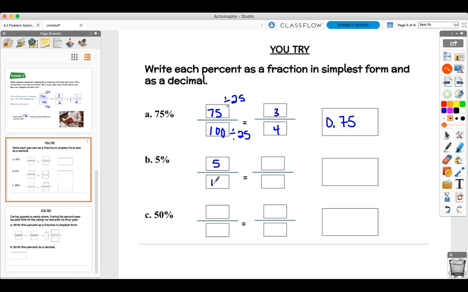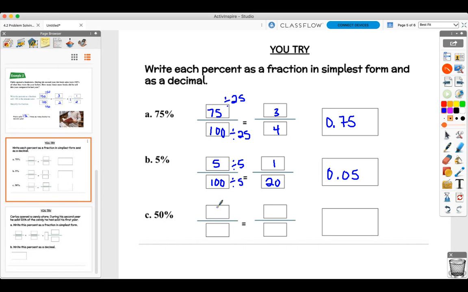5% is 5 over 100. You can divide 5 into the numerator and the denominator. So that's going to be 1 over 20. So 1 over 20 is 0.05 as a decimal. And I really recommend dividing it out if you're not sure.